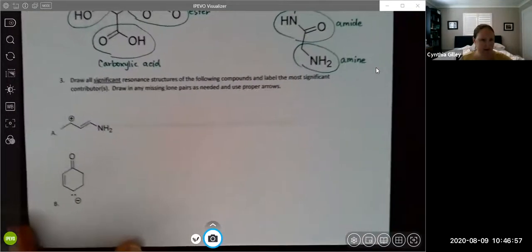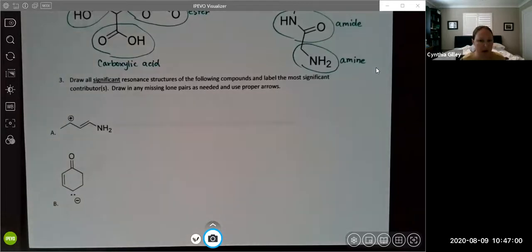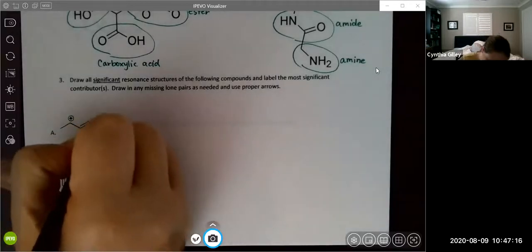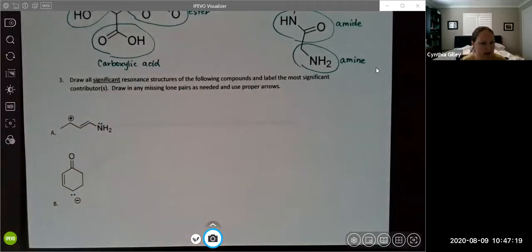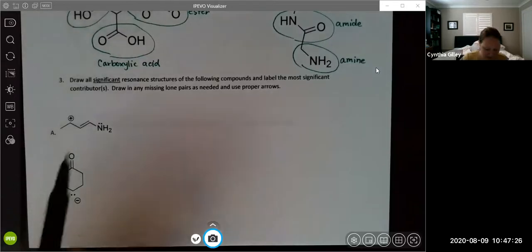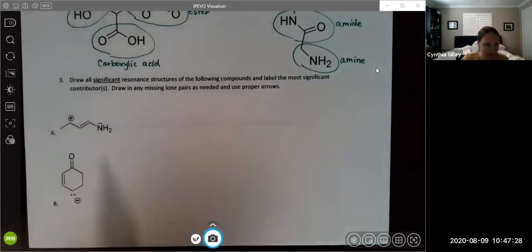Draw all significant resonance structures of the following compounds and label the most significant contributors. Draw in any missing lone pairs as needed and use proper arrows. Okay, so I always like to start with the lone pairs if they're not drawn in, and the one that I see is the lone pair that's on the nitrogen to make an octet for that nitrogen. So we're going to start drawing some resonance contributors. When you see a charge, it's a good idea that you're going to involve that charge in the first contributor.